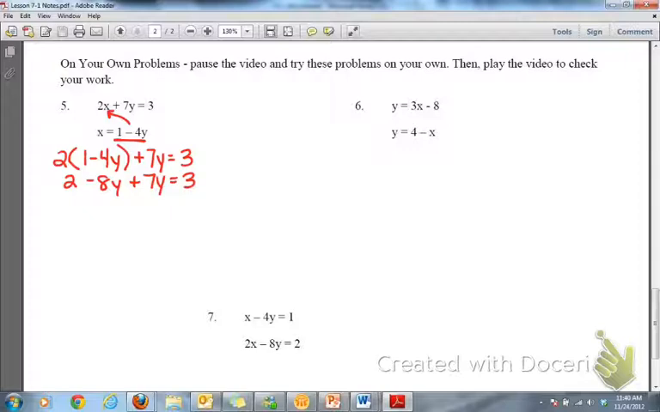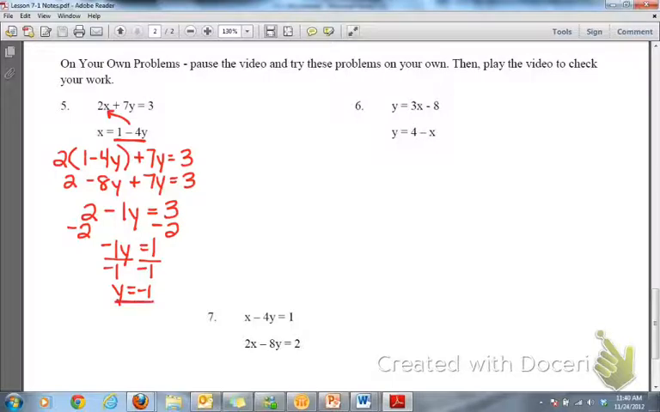Combine your y's since they're on the same side. See, that's negative 8y plus 7y is negative 1y. And then get y by itself. So subtract 2. This is negative 1y equals 1. Divide by negative 1. So y equals negative 1. But remember, you're not done.